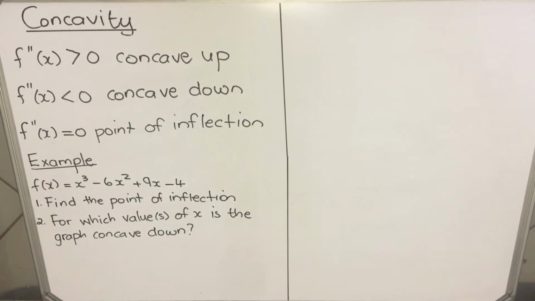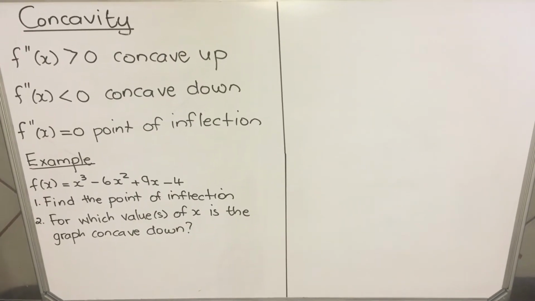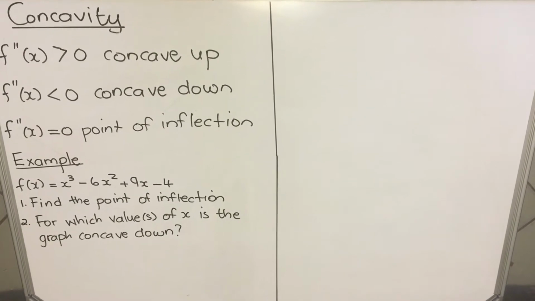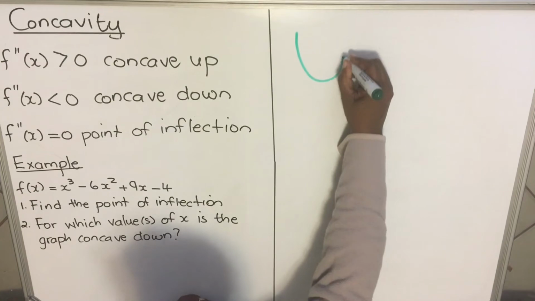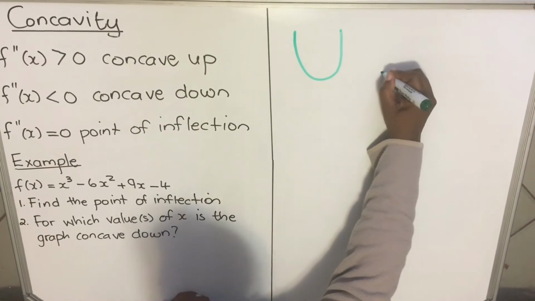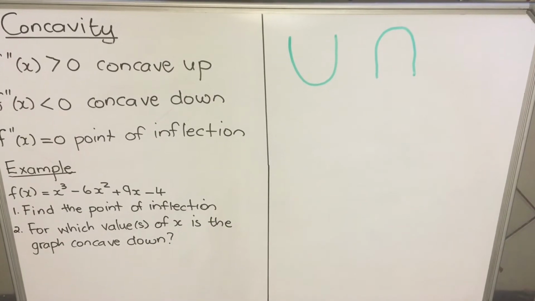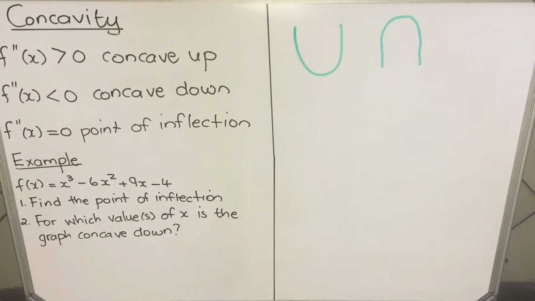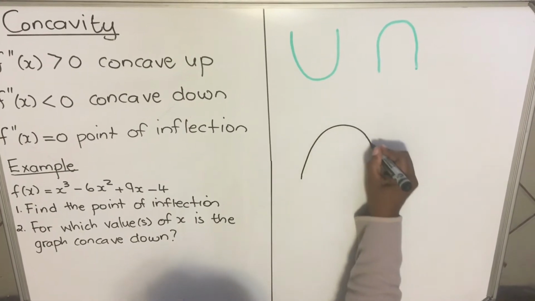Hello everyone, this is a video on concavity and point of inflection. When we talk about concavity, we are talking about the shape of the graph. If it looks like this, it's concave up, and when it looks like that, it's concave down. With cubic graphs, you'll usually have these two shapes together. You'll find that you have a graph that looks like that.